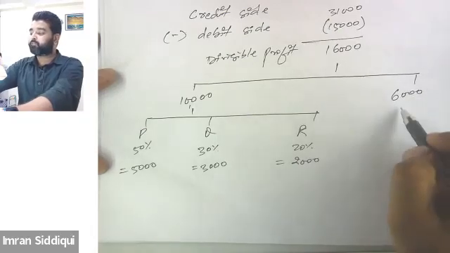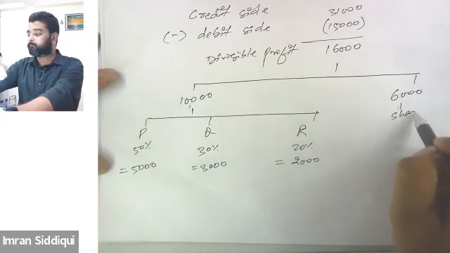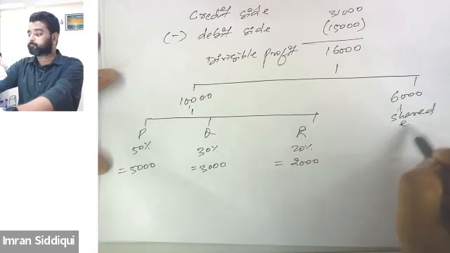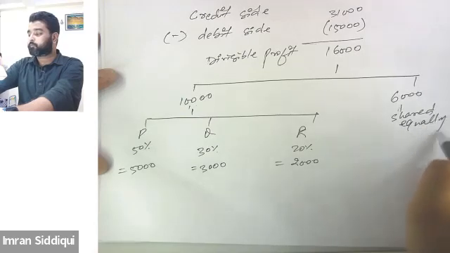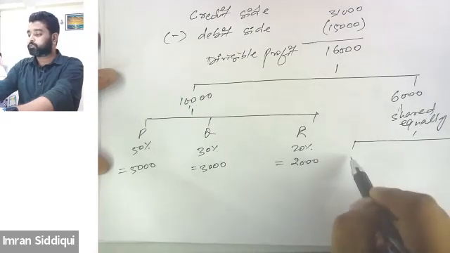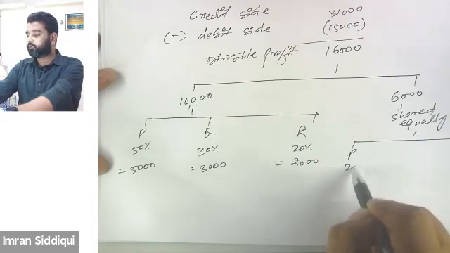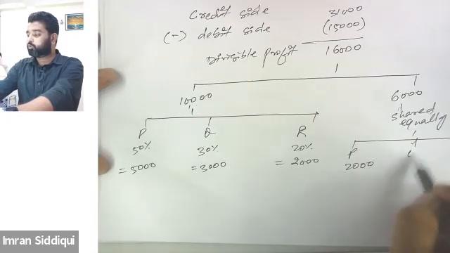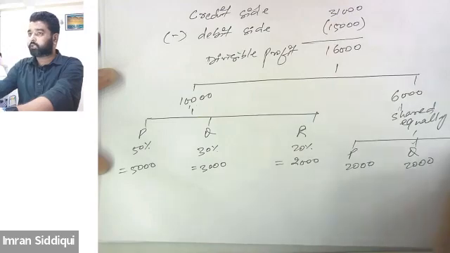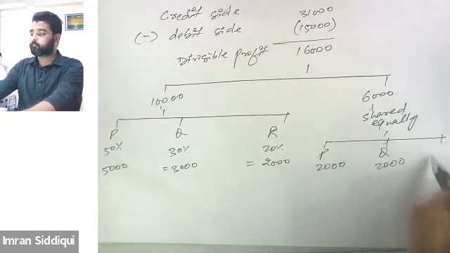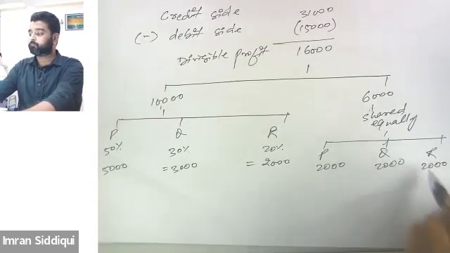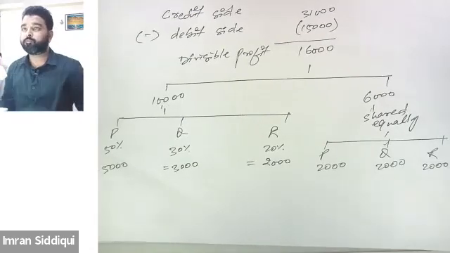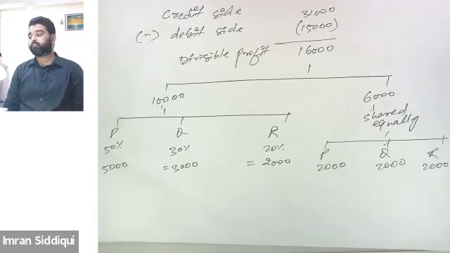And how will this profit be divided among the partners? This will be divided equally. Share equally. That means 2,000 will be taken by P, Q will take 2,000, and R will also take 2,000. Tell me, guys, is this clear, all of you? This is how divisible profit will be distributed among the partners.